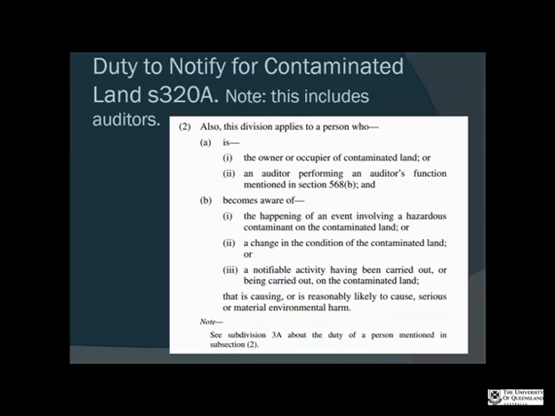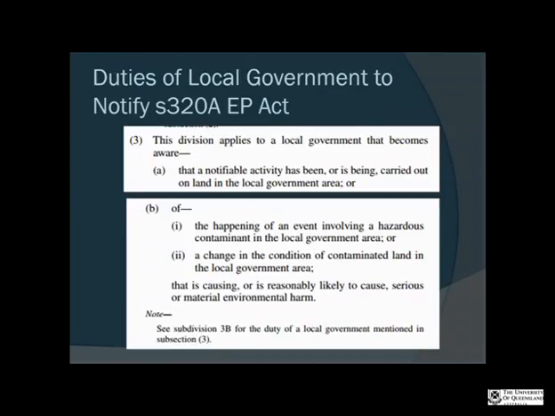But equally under this provision, if the owner or the occupier of land becomes aware either that something is happening on the land involving a hazardous contaminant, or there's a change in the contaminated land, so it's got more severe, for example, or there's an activity carried out that is causing or is reasonably likely to cause serious or material environmental harm, so again, those definitions we looked at last week, then they have to report. There's a duty to report. They also now extend it to local government. So if local government becomes aware that it's being carried out in the local government area, then they have an obligation to notify as well.